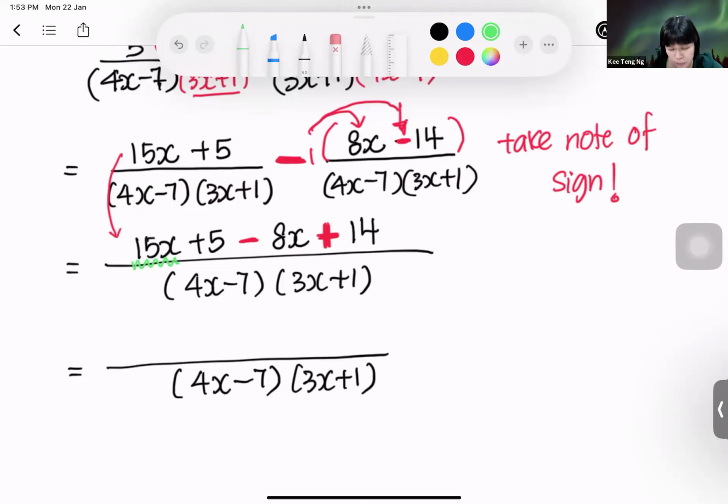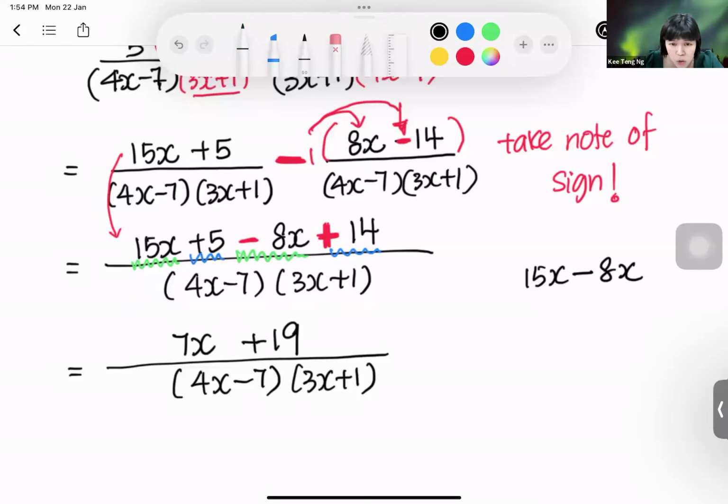15x with negative 8x. So this is 15x minus 8x. How much is that? Use my calculator. 7x, is it? 15 minus 8, yes, 7x. So this will be 7x. And I still have plus 5 with plus 14. That will give me plus 19. Do not cancel anything unless there's a common factor throughout. So this one will be the final answer.